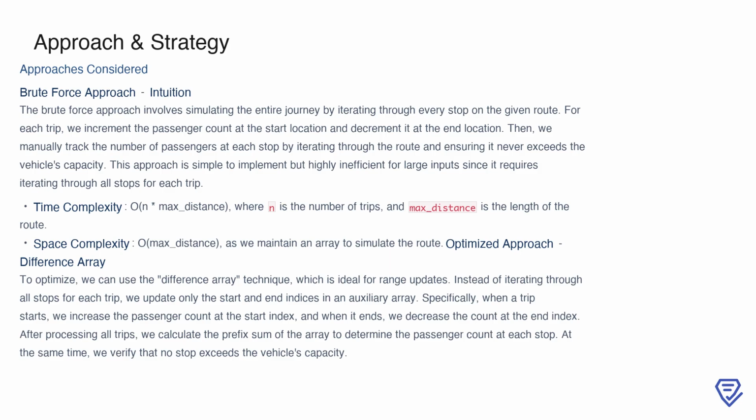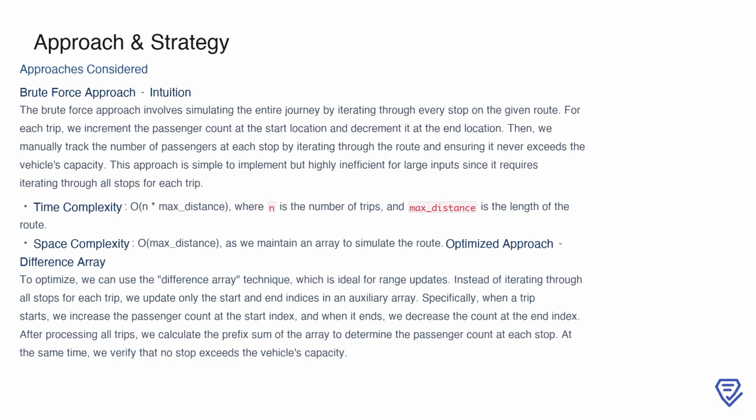When tackling this problem, one straightforward idea is the brute force approach. The intuition here is to simulate the entire journey by iterating through every stop on the route. For each trip, we increase the passenger count at the trip's starting location and decrease it at the ending location. Then, by iterating through the route, we calculate the number of passengers at every stop and confirm that the vehicle's capacity is never exceeded. While this method is conceptually simple and easy to implement, it's computationally expensive for large inputs.